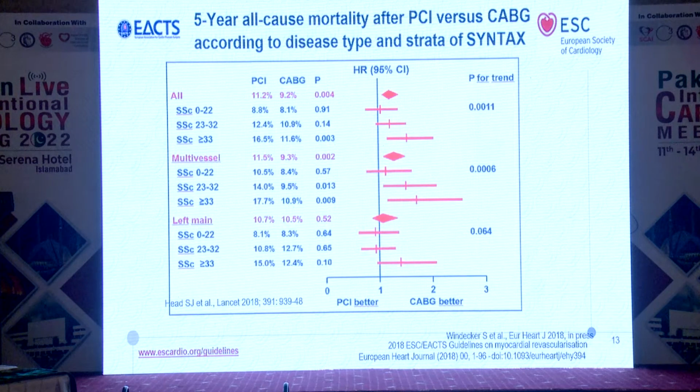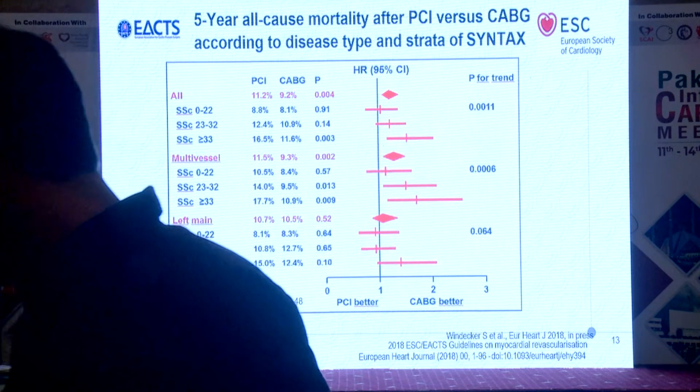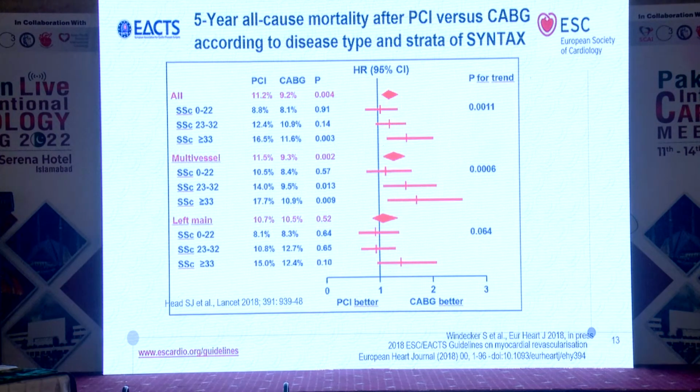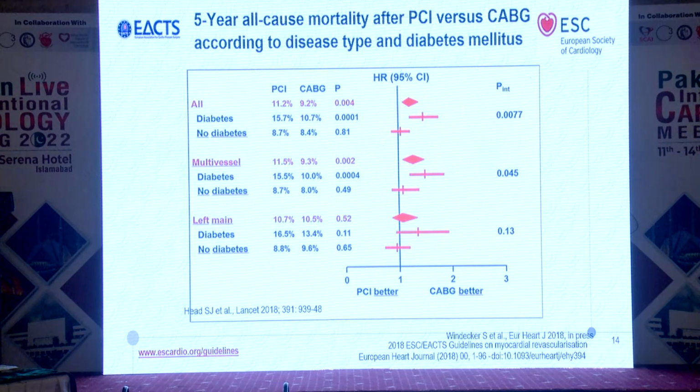What do we know of SYNTAX up till now, 5-year data? What we know is that pretty much for all groups, CABG fares better after about 5 years. But in left main with low SYNTAX score, you're not really doing any harm to the patient by offering them a PCI, which we never thought we were allowed to offer in left main situations up till a few years ago. In diabetics, again, surgery fares better in most cohorts, but again, left main with no diabetes, you can definitely offer PCI. Now, this is just one data.